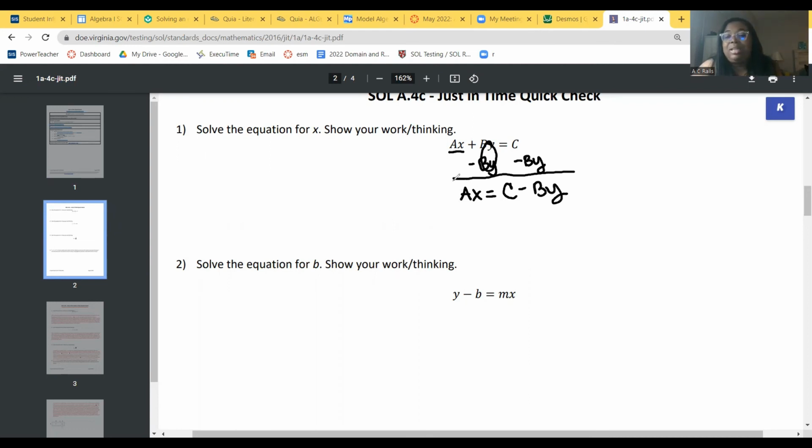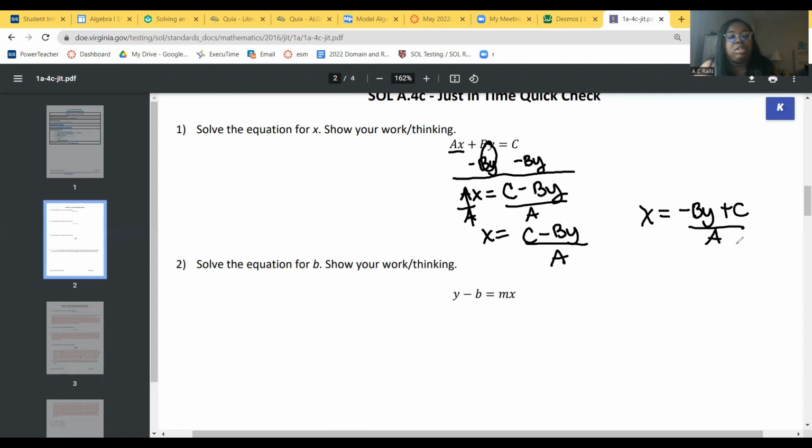So ax is connected through multiplication because they're right next to each other. And so my step would be to divide both sides by a, and x will be equal to c minus by over a. Now they may choose to do it the opposite way and say that x is equal to negative by plus c over a. So you have to keep in mind when you're trying to solve this that they may switch it around because addition is commutative.